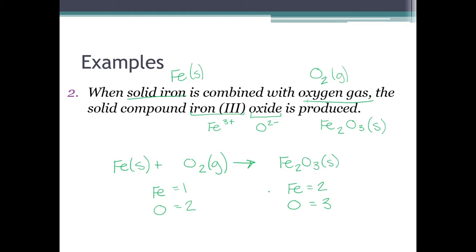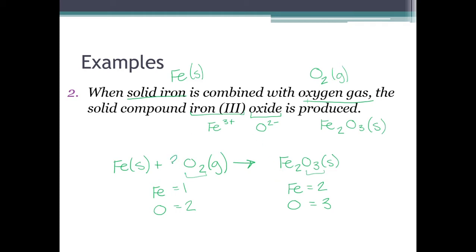So we can start wherever we want to. I will tell you that when you have just one single element all by itself like this, that's a really good thing to leave for last. So we're going to save iron for last, or I am, you do you. And I'm going to look at oxygen first. So here I've got 2 oxygens on this side, and I've got 3 oxygens on this side. Well, there's nothing I can just put here to make it 3, because they have to be whole numbers. There's nothing I can just put here to make it 2, because again, they just have to be whole numbers.